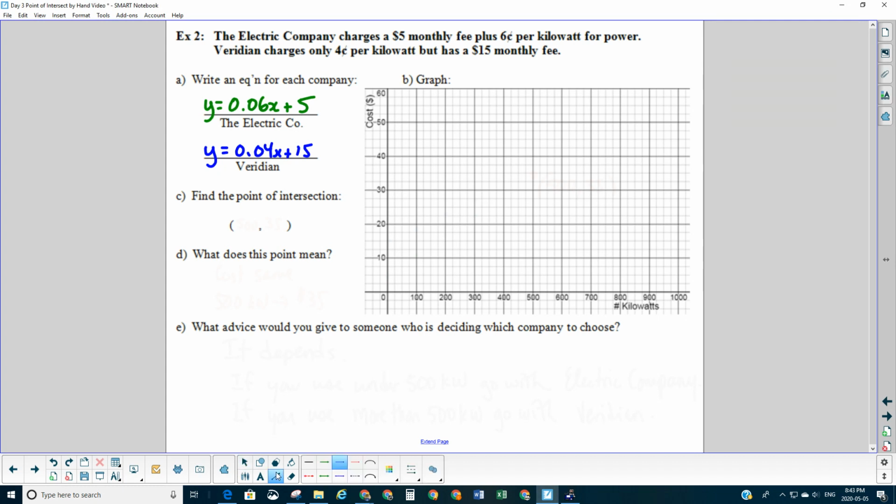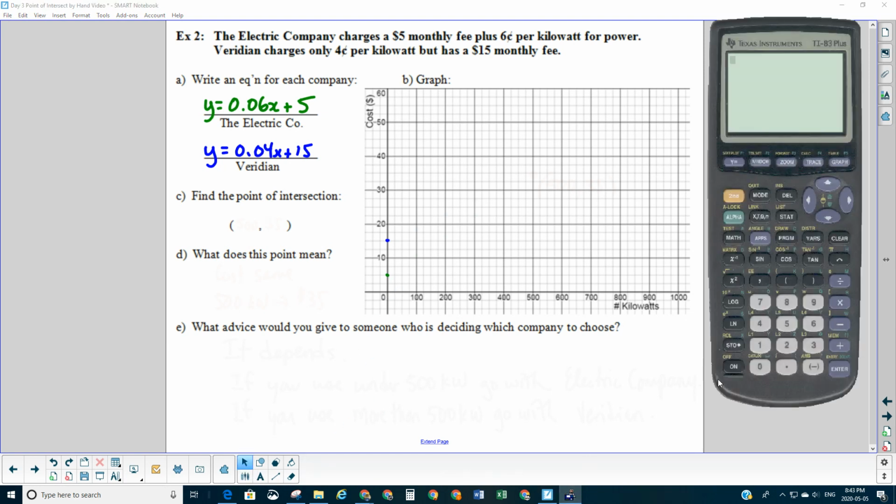One thing I can start with, though I don't need the calculator for this, I can do my flat rates. So the green one starts at $5, so that's right there. And the blue one is going to start at $15, so that's way up here. Okay, so that's going to be helpful.